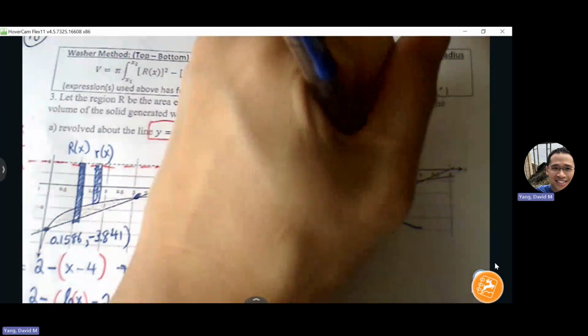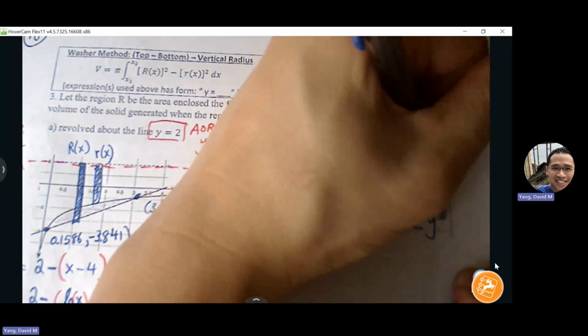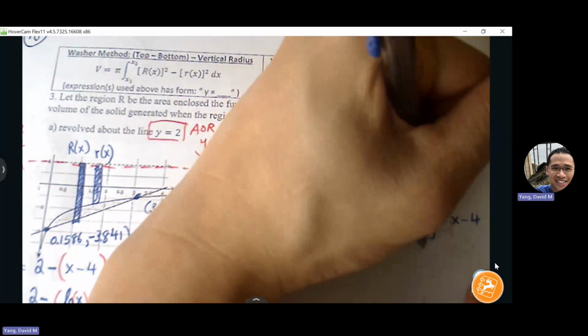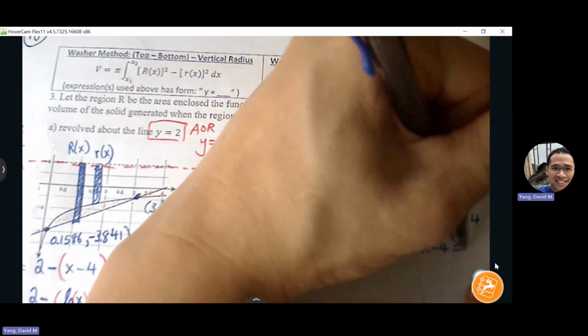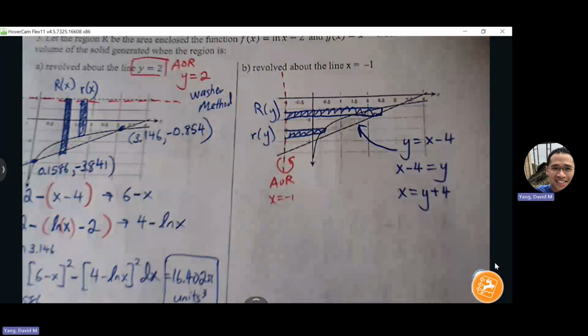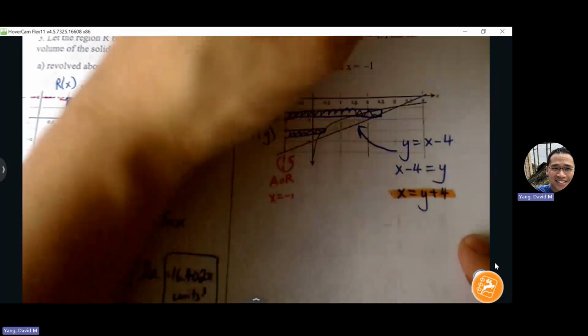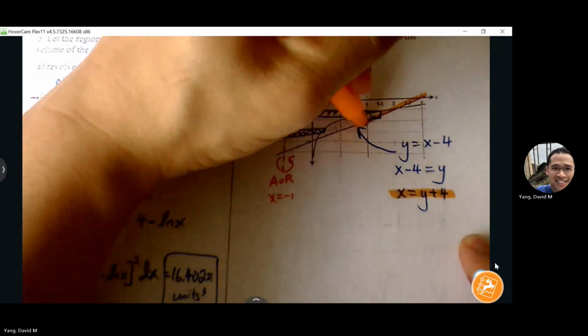So let me do the linear graph first. This is the y equals x minus 4. So I'll make that x minus 4 on the left side here. Solve for x.